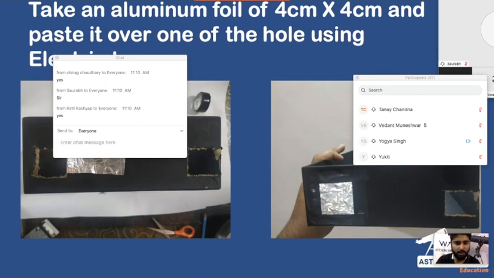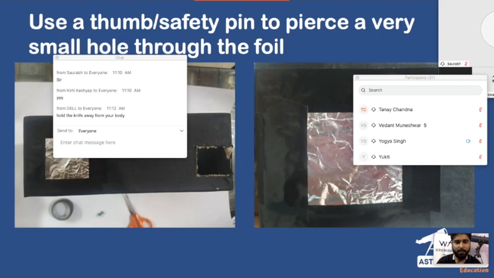After you cut these two holes, suppose the hole is 3 cross 3, I will use a slightly larger piece of aluminum foil to cover one of the holes. I will secure it using electric tape. You can see it's fixed now. Then we are going to pierce a very, very tiny hole. I have used a thumb pin over here. You can use a safety pin as well, but make sure the hole is very tiny. The tinier the hole is, the crisper the image you are going to see.